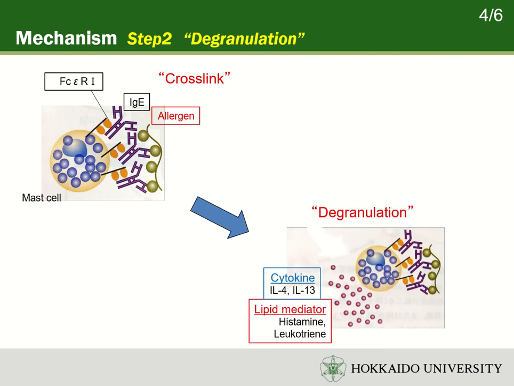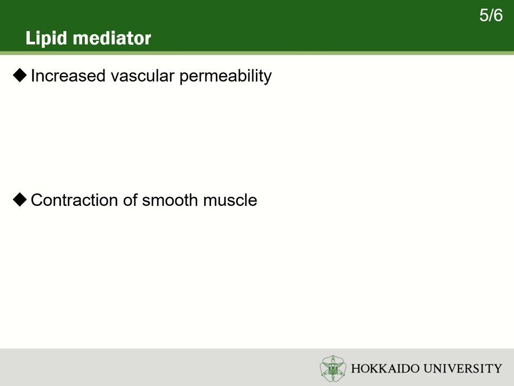Cross-linking activates mast cells, which release cytokines and lipid mediators. Typical examples of lipid mediators released are histamine and leukotrienes. The primary functions of lipid mediators are increased vascular permeability and smooth muscle contraction.